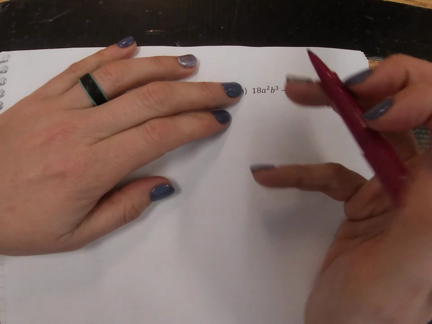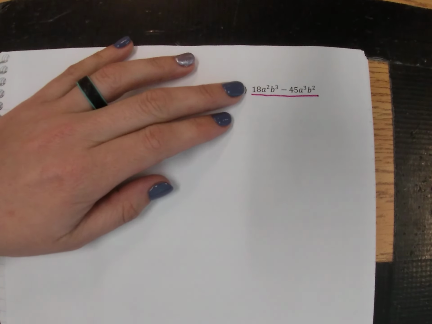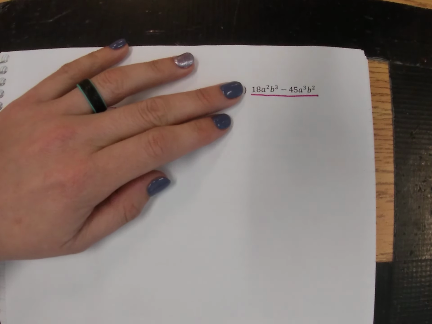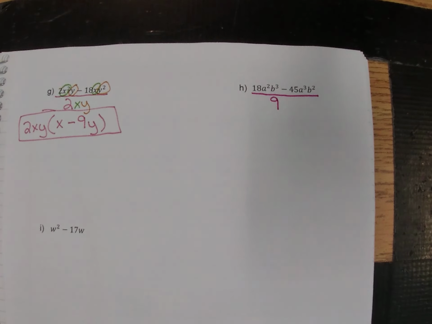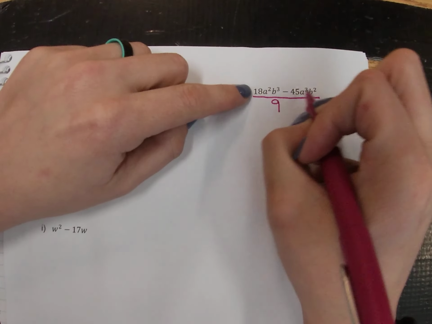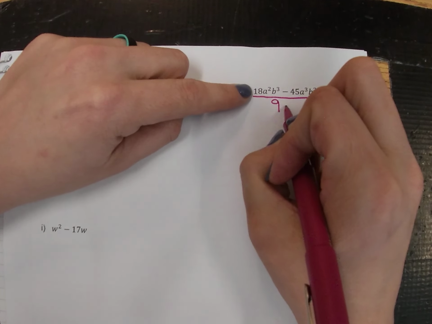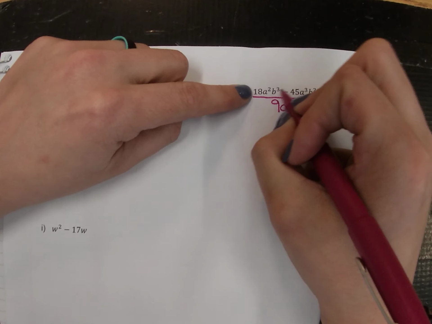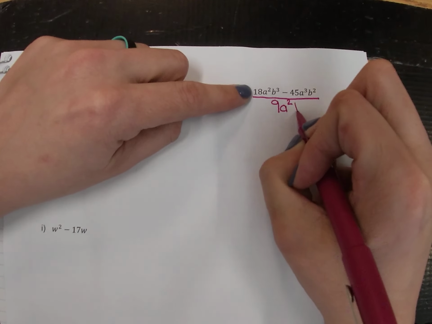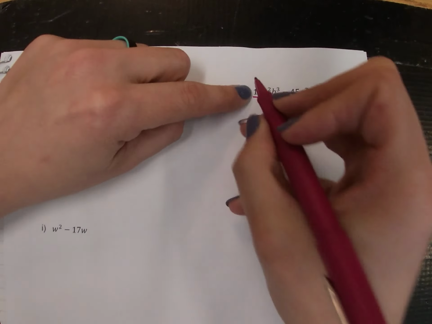Okay, so here's one with slightly larger numbers. So 18 and 45. You probably see 9. If you don't, worry not, you could pick something smaller. Then we ask ourselves, do they both have the a's? They do both have the a's. The smaller exponent is 2. Do they both have the b's? They do both have the b's. The smaller exponent is 2. And so we can divide.